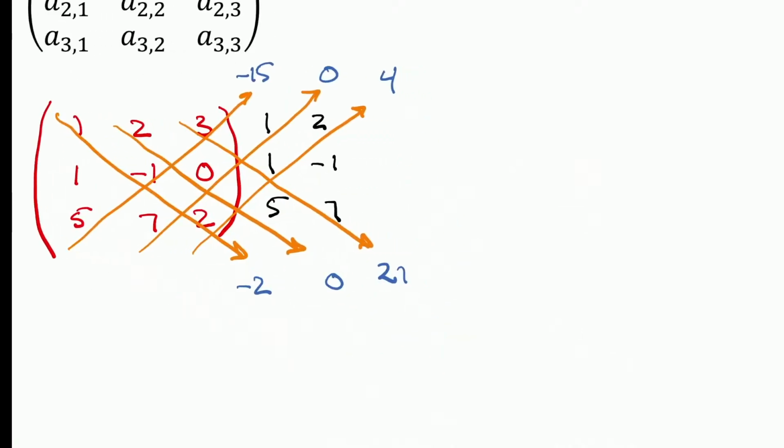And so my final answer is negative 2 plus 0 plus 21. And then I negate this stuff. It might be easiest to just do a minus here. And then negative 15 plus 0 plus 4. So I've got the stuff going down. Some of them are negative, but that's okay. I add those up, and then I subtract off the stuff going up. My final answer here is going to be, what's this?